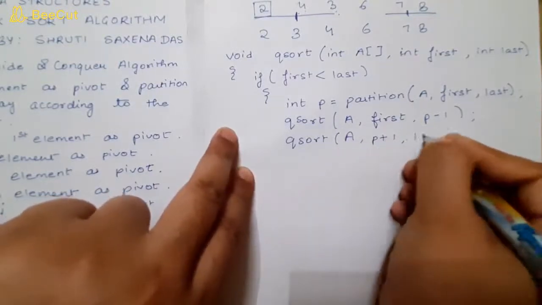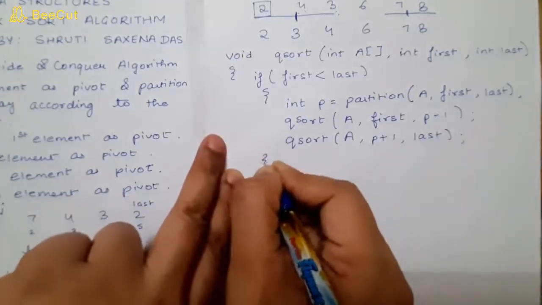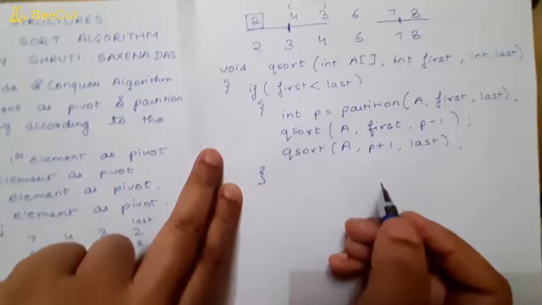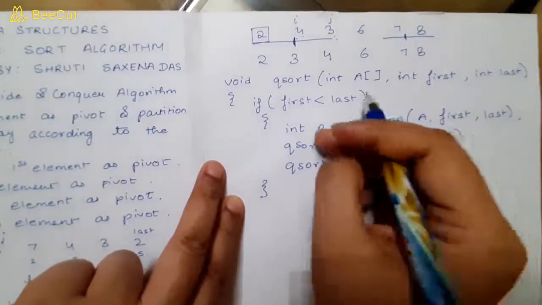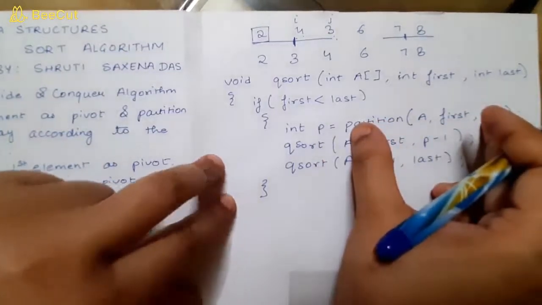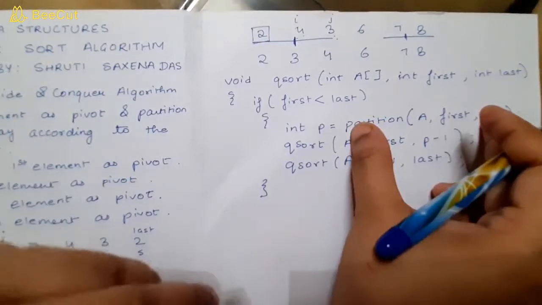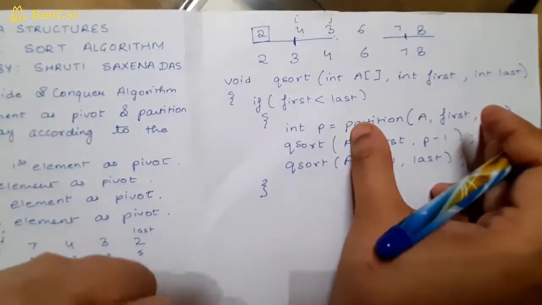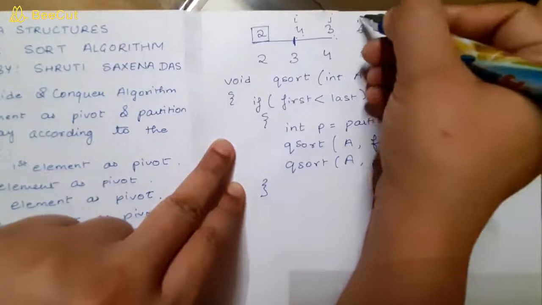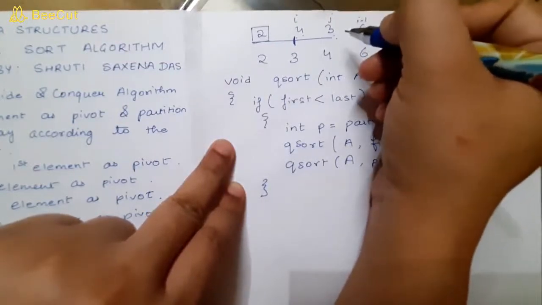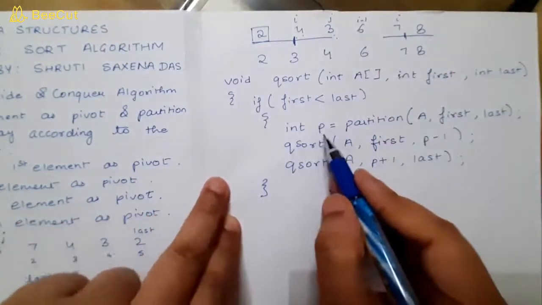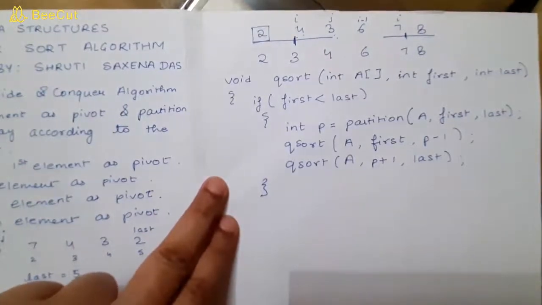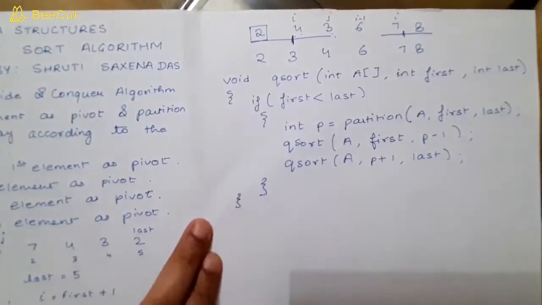So p plus 1 comma last. So this is what we did. See, in p we were getting the value of the element after swapping. That means the i minus 1 value. I was at 7, if you remember. i minus 1 means this value. i minus 1 means 0, 1, 2, 3. So it is going to return 3 over here in p. Okay, that we'll see. First of all, you see the code for partitioning.